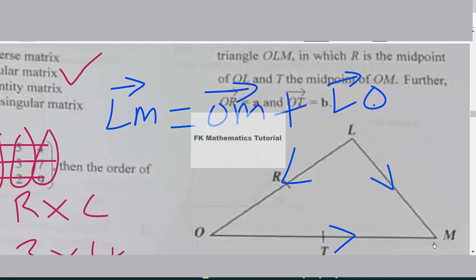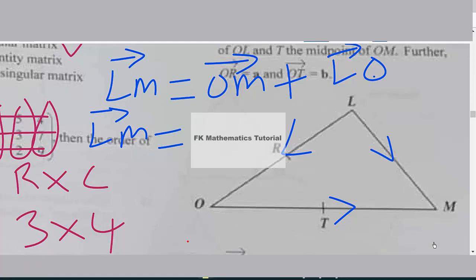Now, we need to take note of something, that this will now be equal to OM. Vector OM is 2 times vector OT, because we're told that T is a midpoint. This is a midpoint, so this is equal to this. So 2 times OT will give you OM.